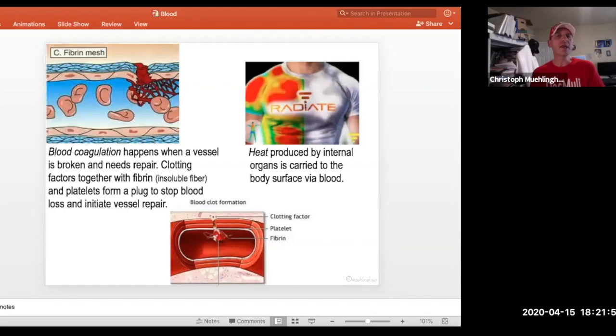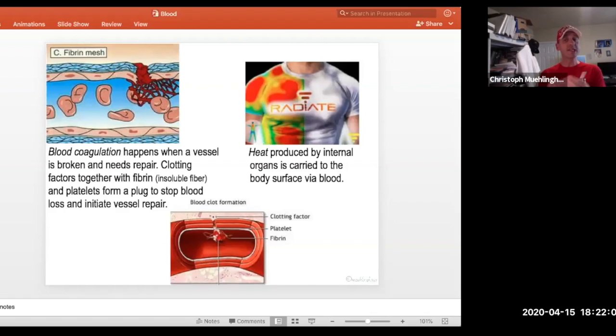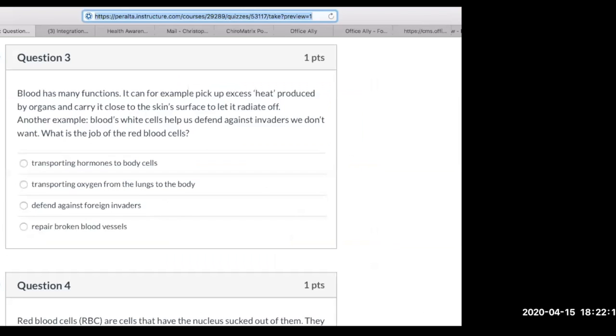But we want it insoluble, right? We want it to precipitate out when we have a problem, so then it is sticky and it sticks together, that cut that we get. You got that? Make sense? Yes, definitely. Super. All right.